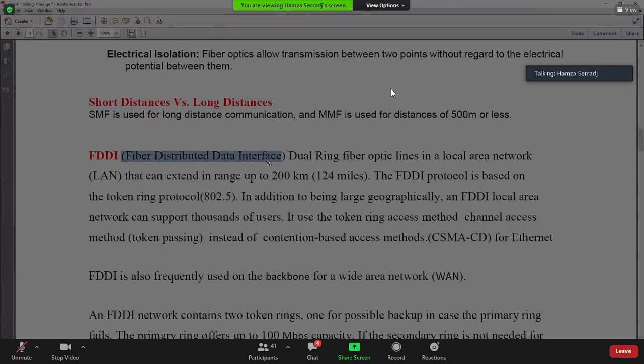So Fiber Distributed Data Interface: dual ring, fiber optic. We have two rings instead of one, based on fiber. Before, we had CDDI, Copper Distributed Data Interface, at the time. But now the main idea is using the speed of fiber without those collisions. It's a wonderful thing. A dual ring of fiber optic lines in a local area network that can extend in range up to 200 kilometers.